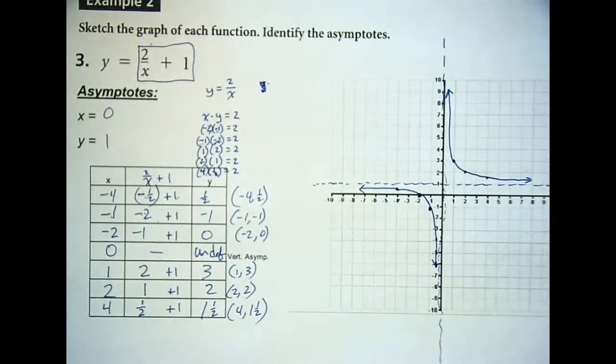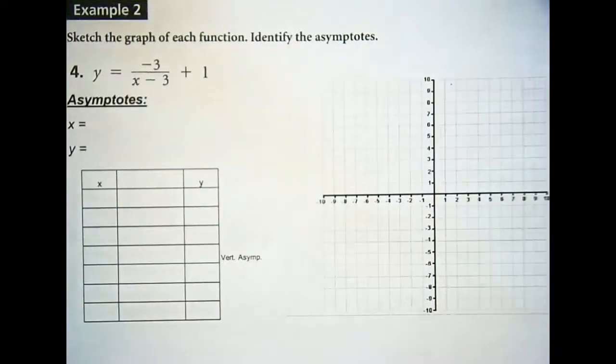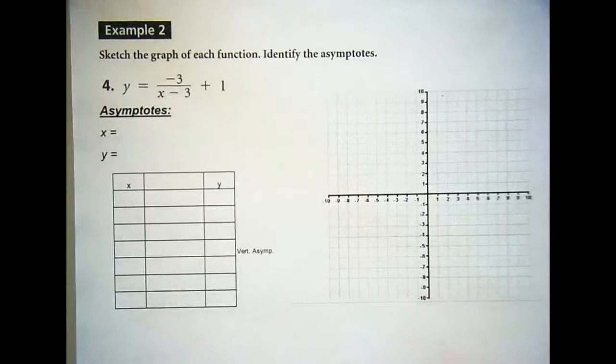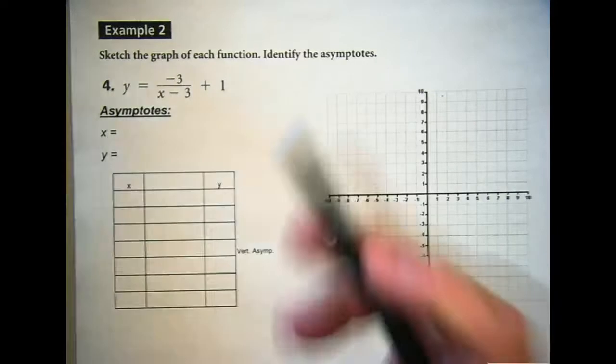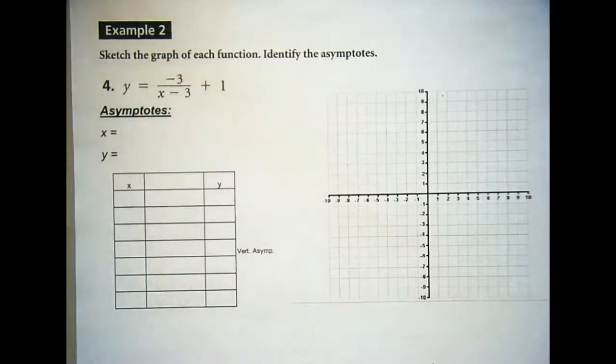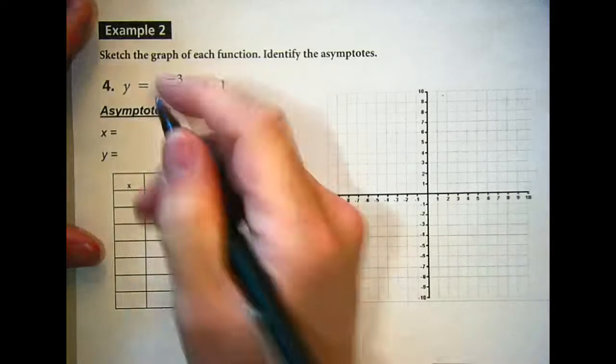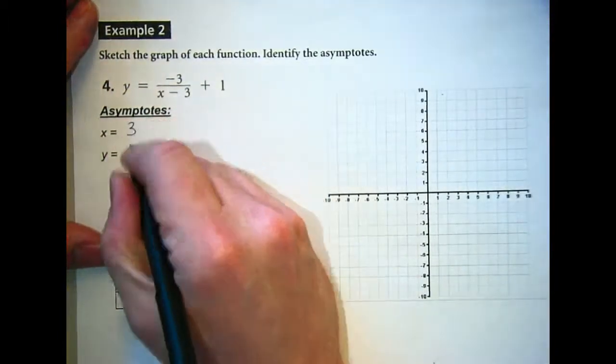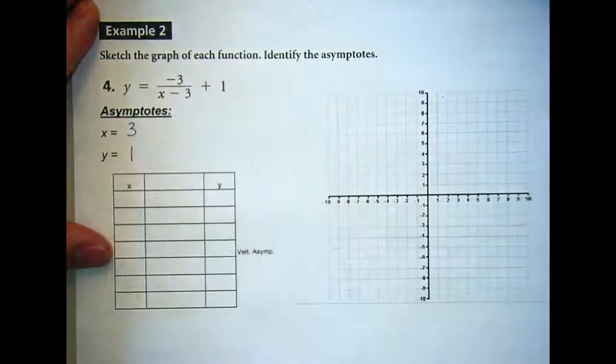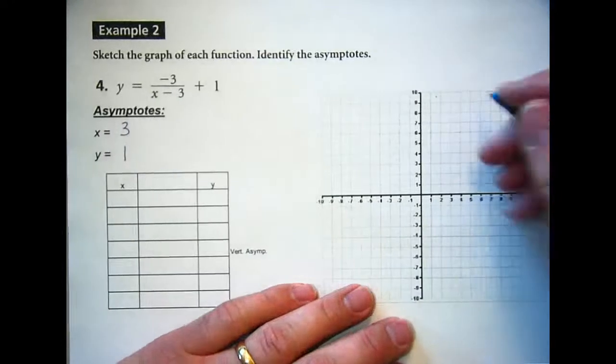Okay, let's try number 4. Let's start by identifying your asymptotes. The x asymptote is, everyone? 3. The y asymptote? 1. Good.